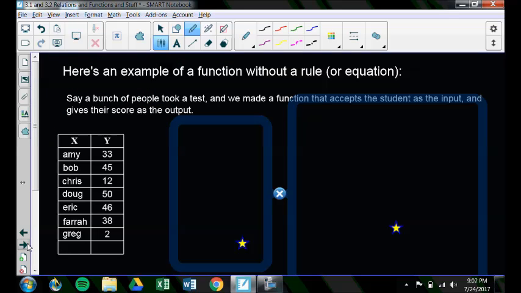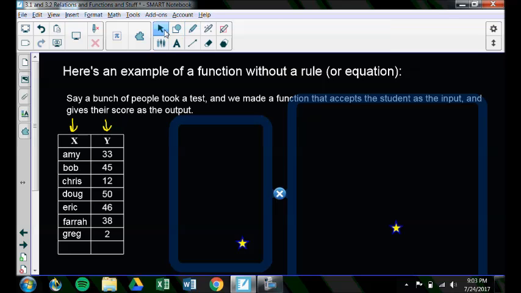So here's an example of a function without any rule or equation. Let's say that a bunch of people took a test. We made a function that accepts the students as the input and gives their score as the output. So the input here, the domain, is the students, Amy, Bob, Chris, Doug, etc. The output here is their score. And let's pretend those aren't percentages, but raw scores, like maybe 33 out of 50, as opposed to 33%, just to make them feel better.